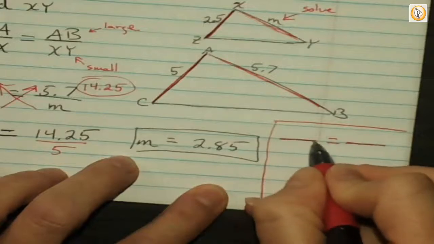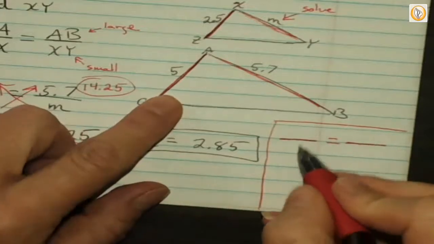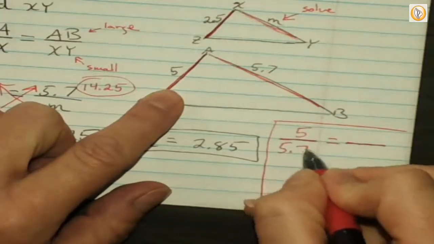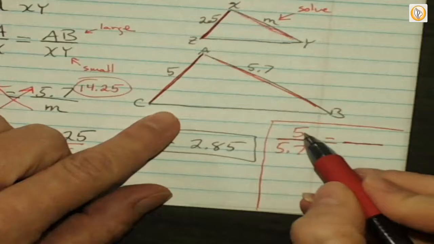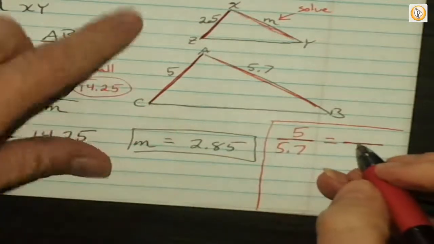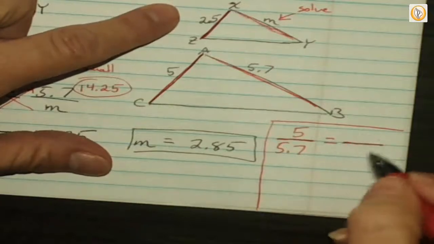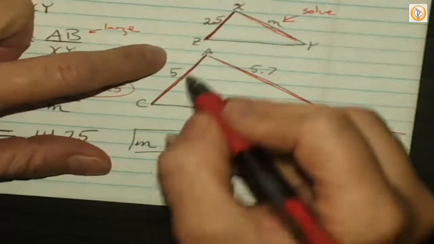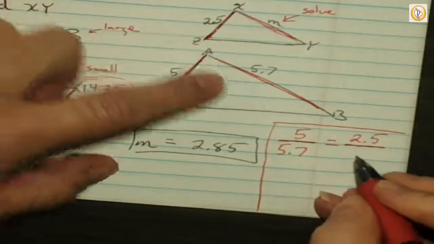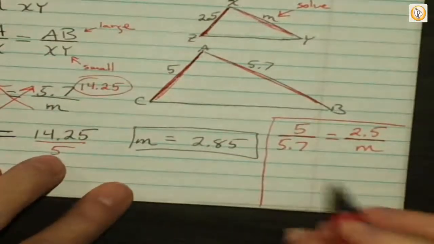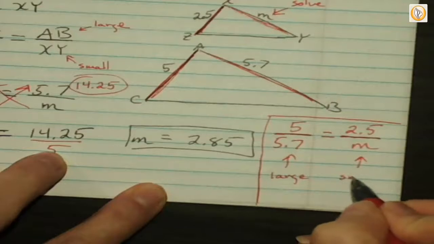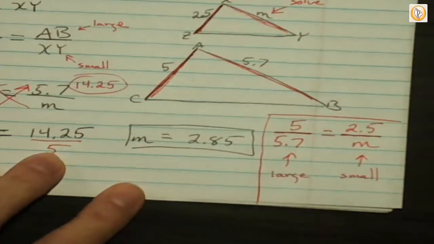It's up to you on this part. So she chose to do the large right here, let's say 5 over 5.7. So she put this side here, and this side down here. But then this whole section here is going to be the smaller triangle. So if this side and this side correspond, then 2.5 needs to be here, and then M needs to be here. So you could do the large triangle on one side and the small on the other. That's the second way of doing it.